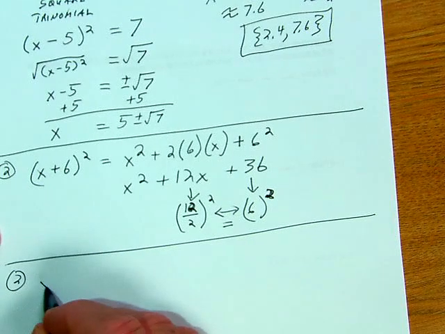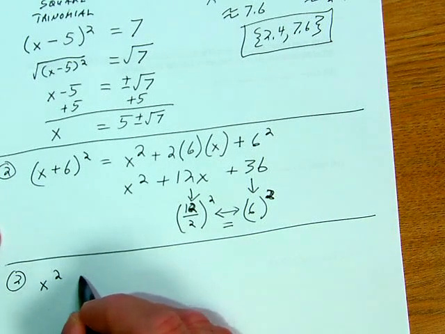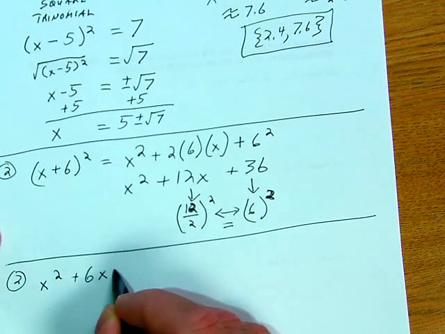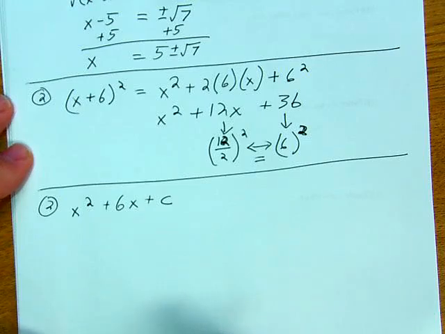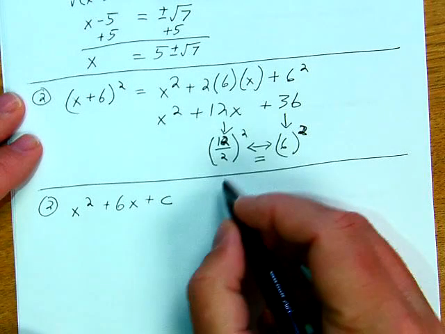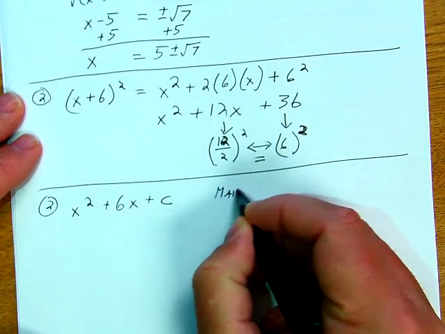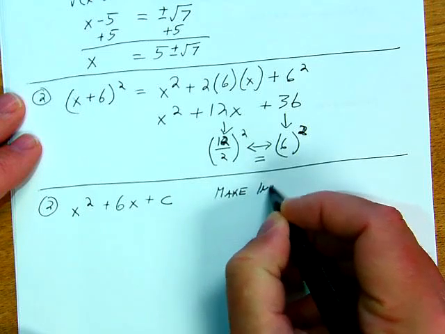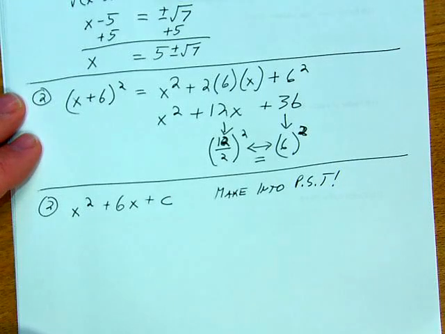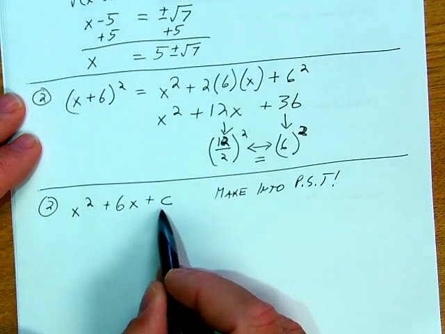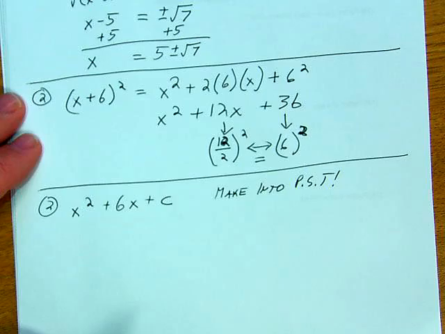And we have x squared plus 6x plus c. And they're asking us to find c and make it into a perfect square trinomial. So what value of c do we need to make this into a perfect square trinomial?